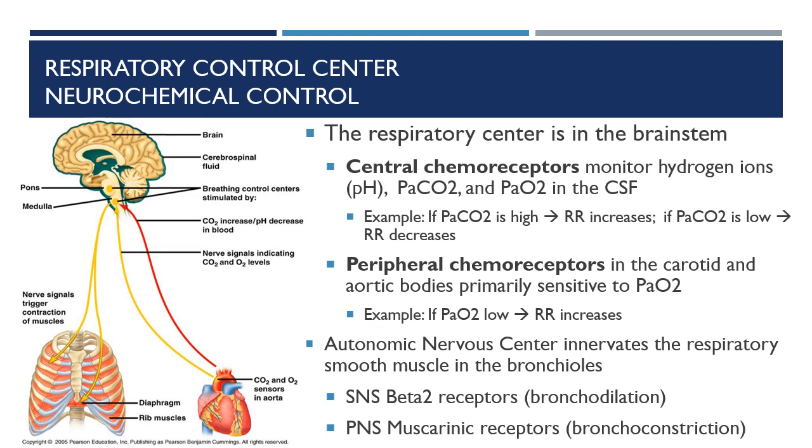Okay, so when you think of the respiratory system control, think of the central chemoreceptors, the peripheral chemoreceptors that are going to monitor your CO2, your O2, and your pH. And on top of that, you have an autonomic nervous system that can control the size of the bronchial tubes. Okay.